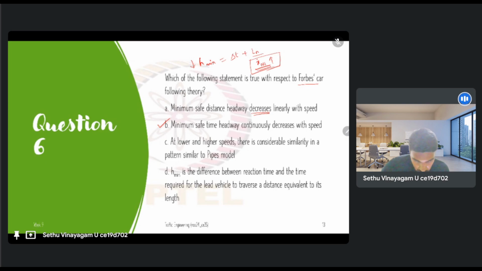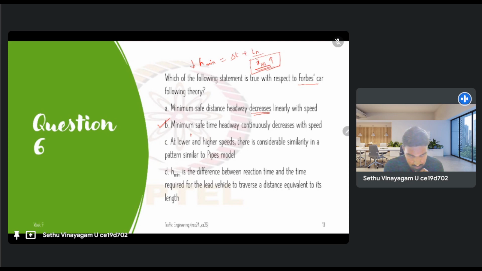And C says at lower and higher speeds, there is considerable similarity in a pattern similar to Pipe's model. So this is wrong because here we are looking at the similarity in pattern between the model's prediction and what is observed in the field, right? So whether the model is able to replicate the field observations. So actually it is the opposite of this.